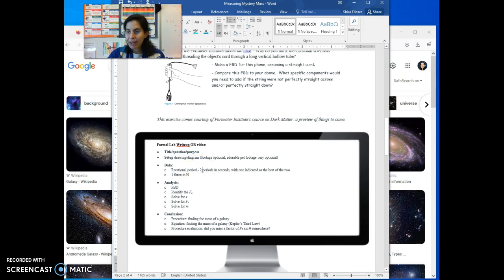Include data for the period that you measured on the clock and the period you measured on your phone. Explain how you measured the centripetal force, what equipment you used, what number it said, and from your free body diagram, go through the problem in 4 steps to find the mass and write up how this would apply to the mass of a real galaxy with Kepler's third law in your formal write-up.